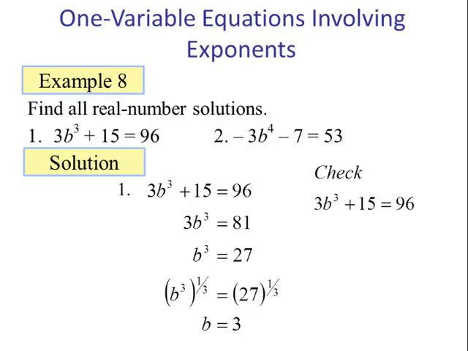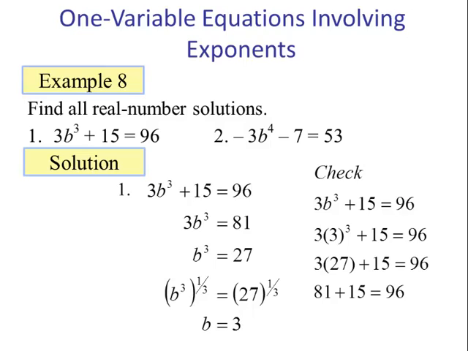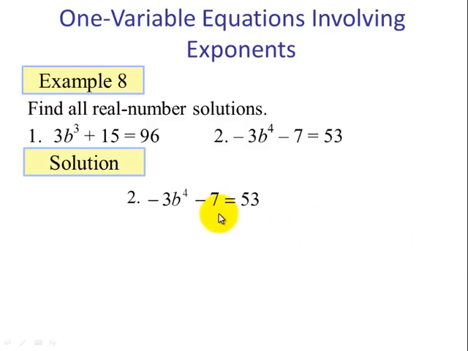To check it, we take 3 and we substitute it back into the original equation for our variable b. Now follow the order of operations. The left-hand side should equal the right-hand side, 96. So we cube first. We have 3 times 27 plus 15. Now we multiply, 81 plus 15, and that equals 96. So the left-hand side equals the right-hand side. It checks.